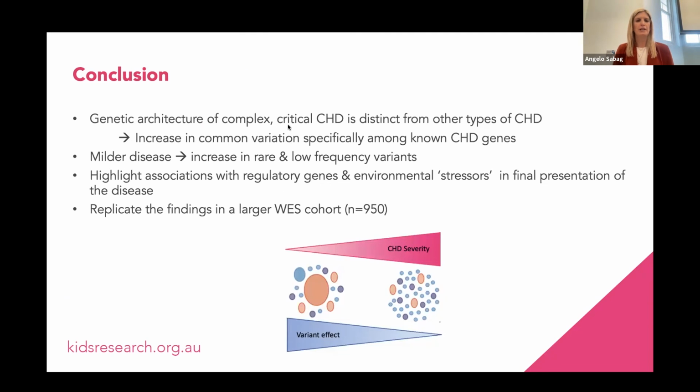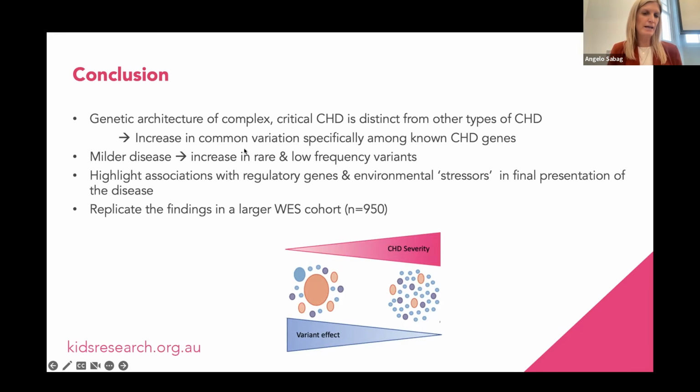So in conclusion, and again, I'll highlight that this is very preliminary, it seems the genetic architecture of complex critical congenital heart disease, so severe forms of disease, is distinct from other types of congenital heart disease, in that there is an increase in common variation that is specific to known or established congenital heart disease genes. In comparison, milder forms of disease have an increase in rare and low frequency variants.